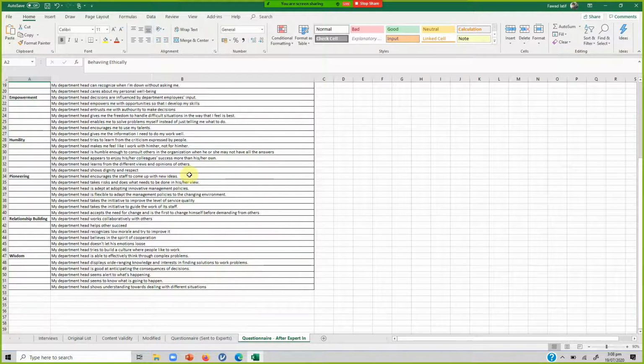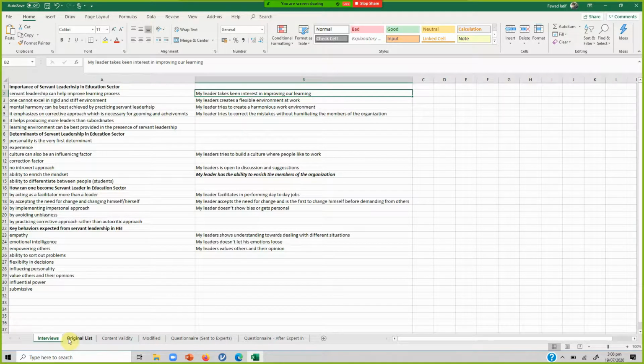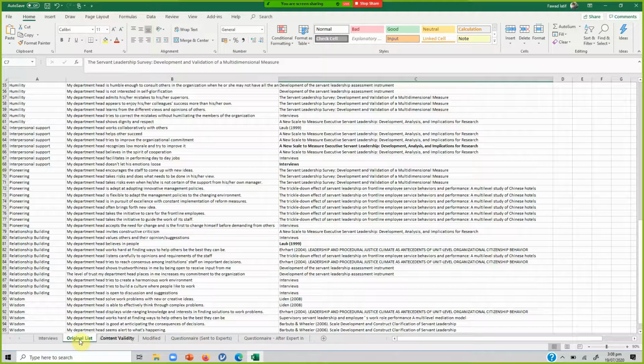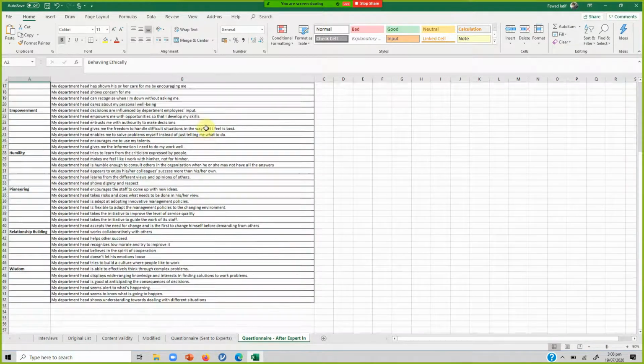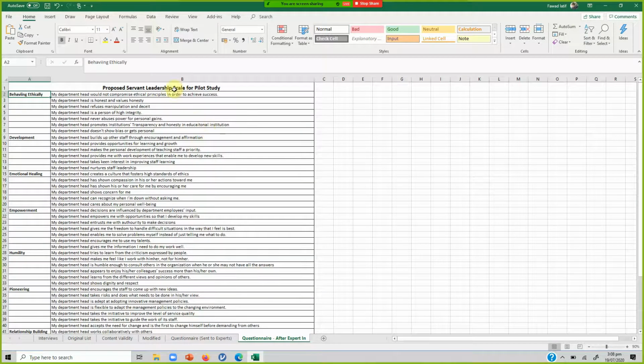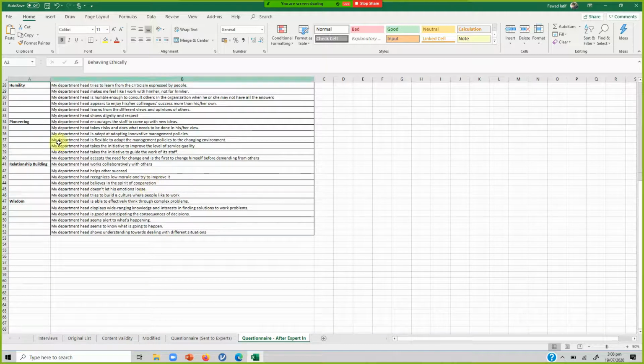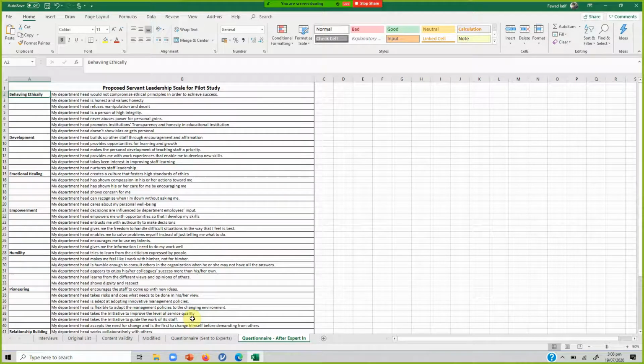Even after this, we went back again and finally tested our scale with, if I remember correctly, 47 or 48 items, and finally we had 36 items. So keep track of what you are doing right from the initial list to the end. This is what we did for our pilot study. So this is how you shortlist the items.